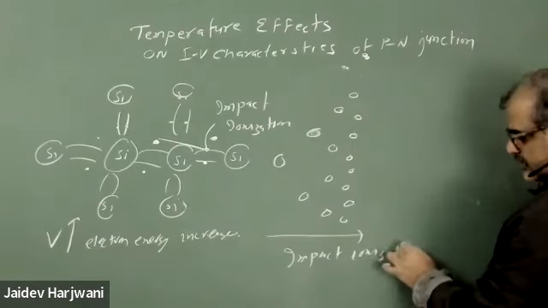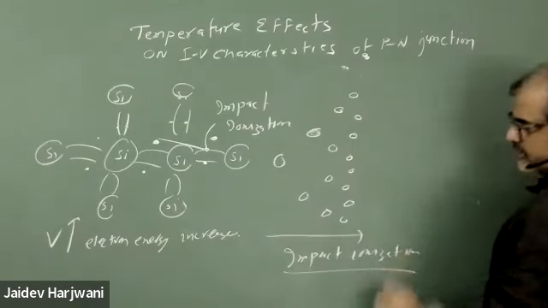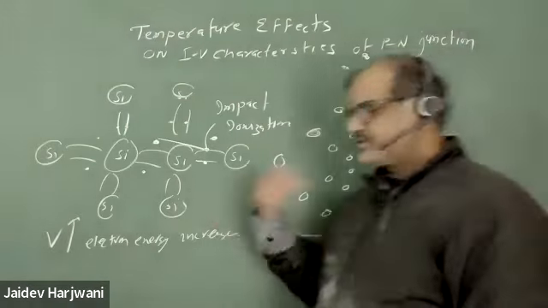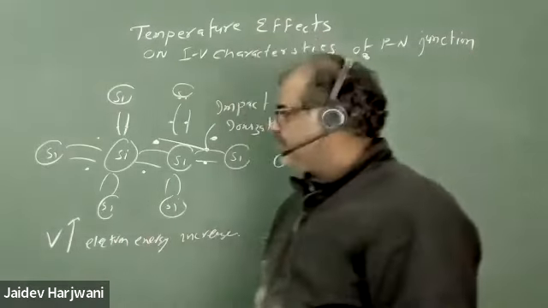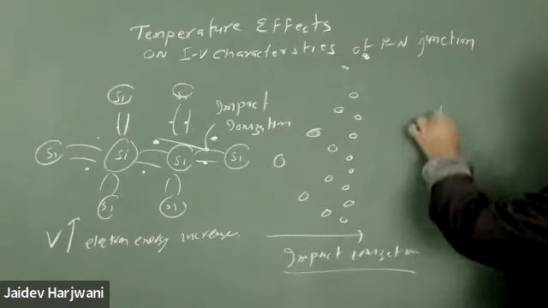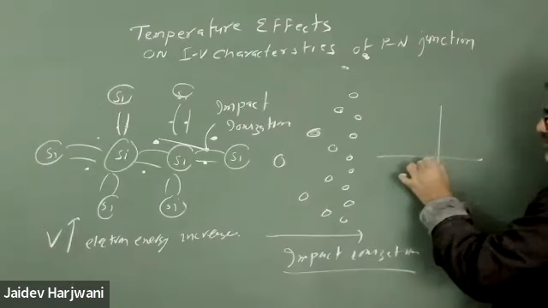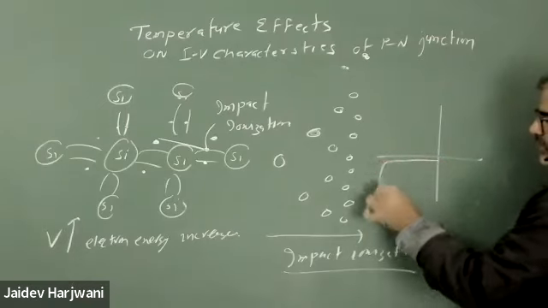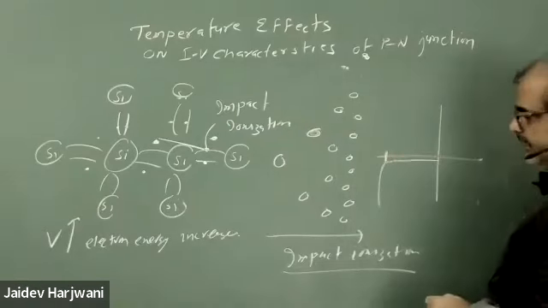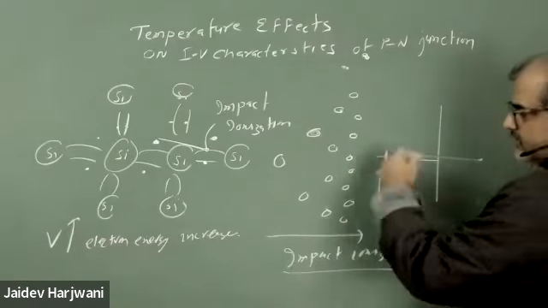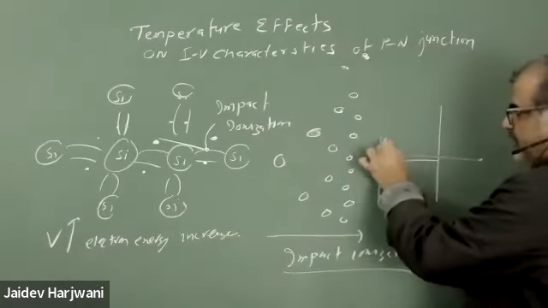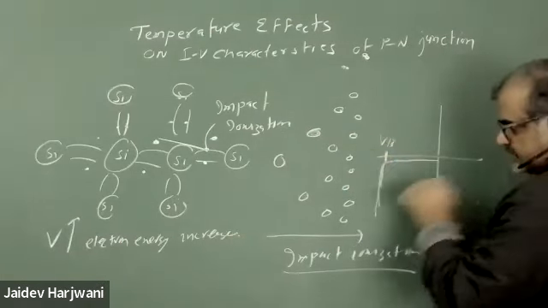Because of this impact ionization, your electron is getting energy from the field and breaking bonds, and you have a large current in the IV characteristic. If you increase the voltage to a particular value, a lot of charge carriers become free, and these free electrons have sufficient energy to break bonds. So suddenly at a particular voltage your current increases.